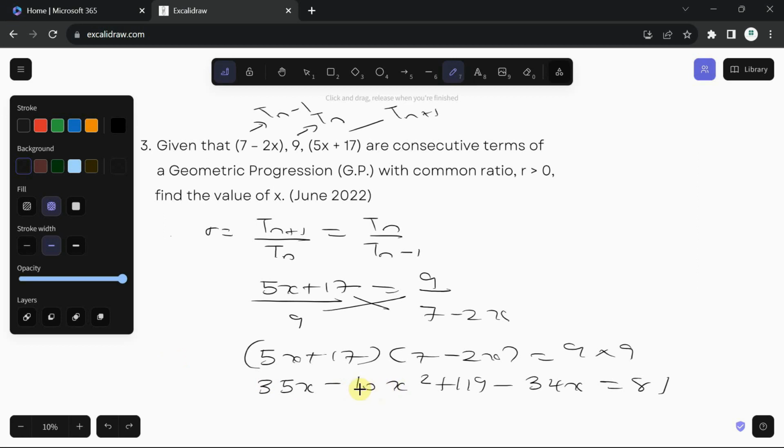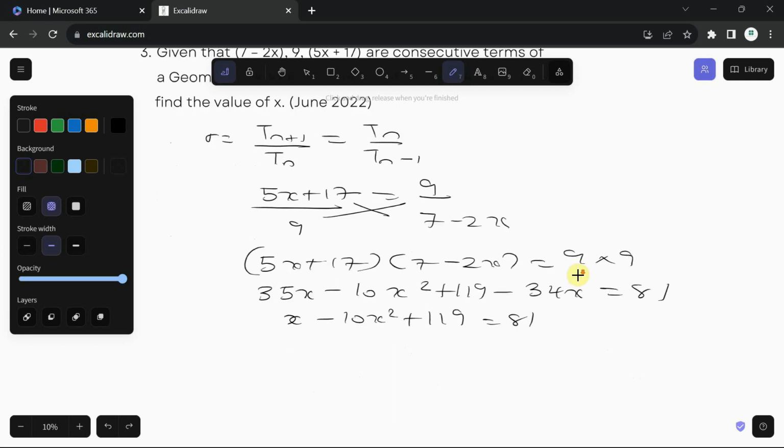Now we can reduce this further: 35x minus 34x is 1 times x. So what else do we have? We have minus 10x squared, then plus 119 is equal to 81, right? Next, let's create like terms. So that will be x minus 10x squared plus 119 minus 81 is equal to 0. So this should be plus 38, is equal to 0, right?